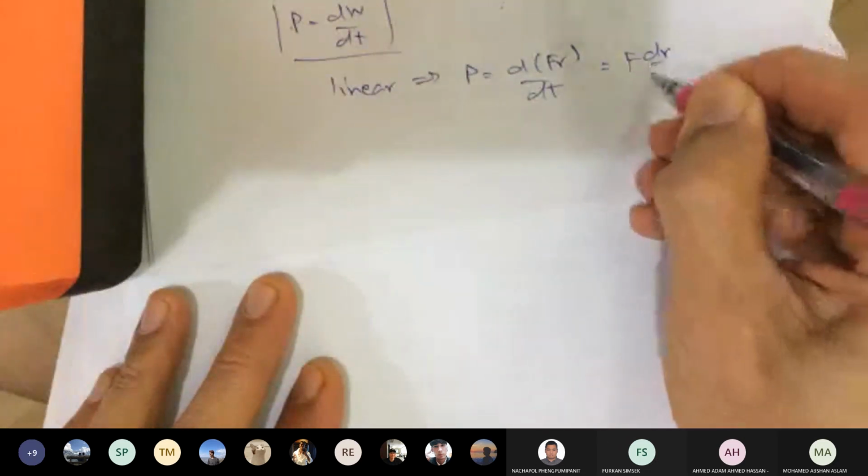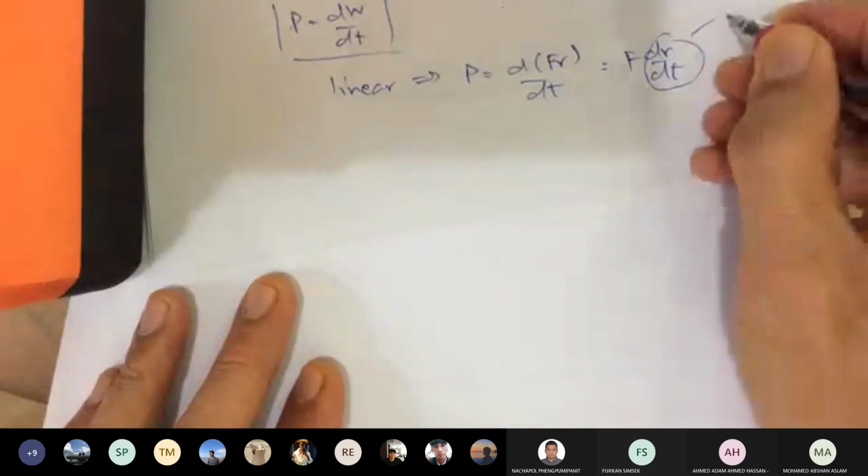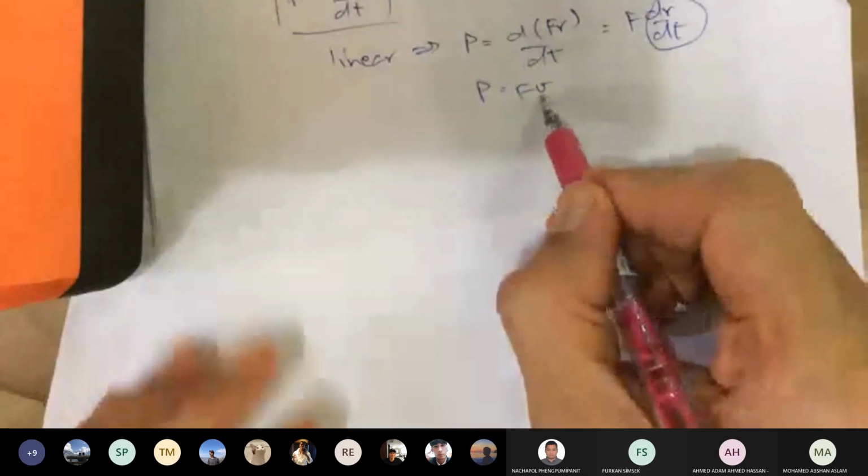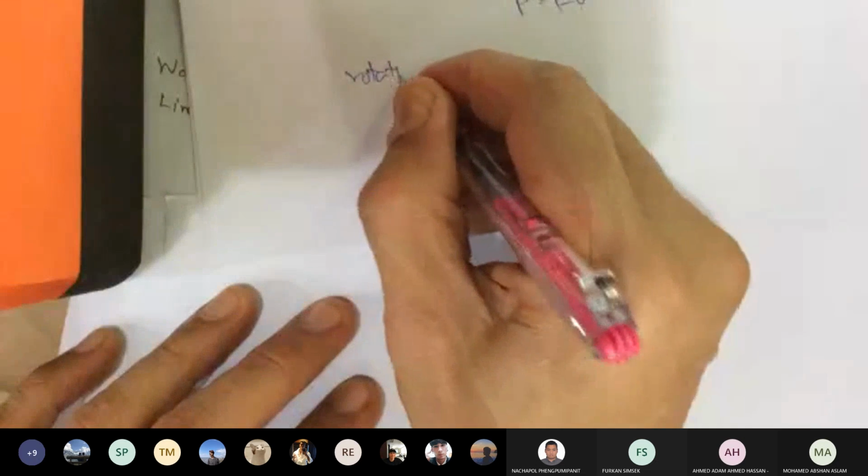Okay, and if you do this definition, for constant values of force, you're going to get P is dW by dt, and dW is F times dr, by dt. You're going to get F dr by dt. This is velocity. So in the linear world, power is F times V. Okay, but that's not our concern. Our concern is rotational. Let me finish this up.